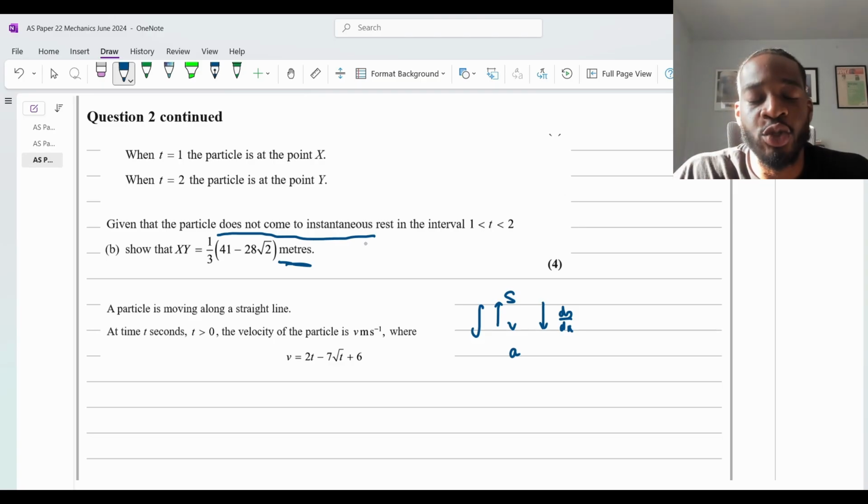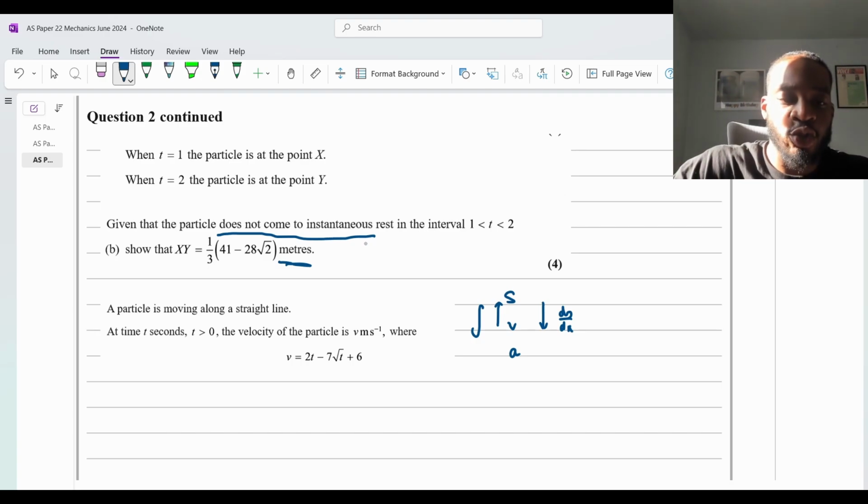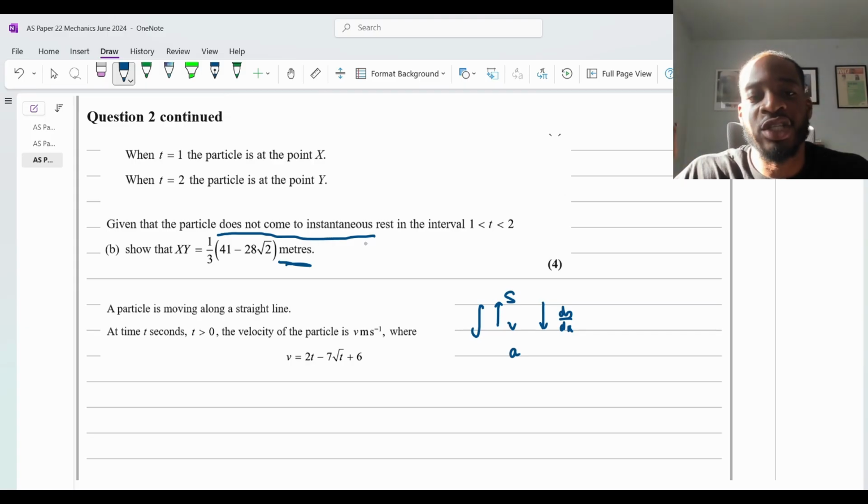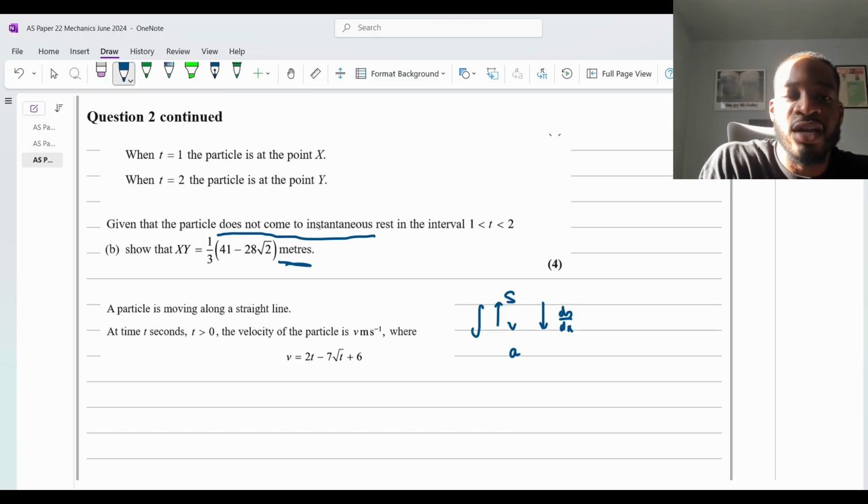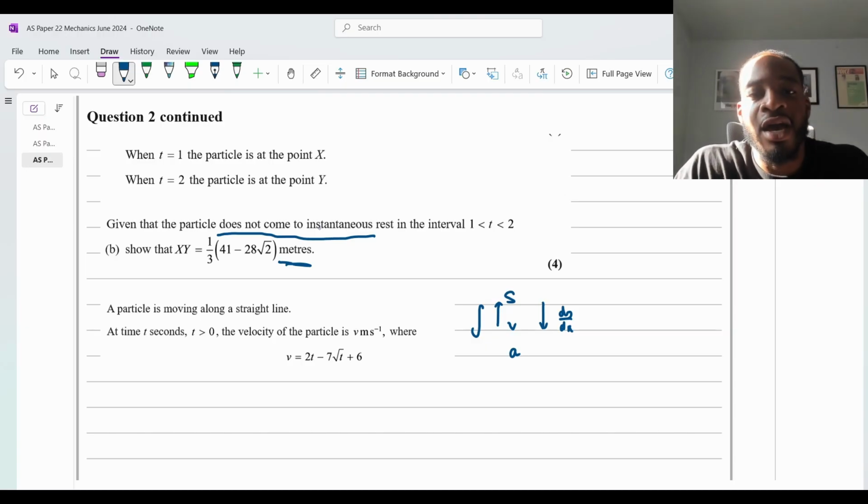How does that affect your integral or the geometric interpretation of it? What will happen is that if you're integrating between two limits and your particle changes direction, then the point it changes direction would mean that the displacement will be negative. So when you have a particle changing direction, when it does come into instantaneous rest, you have to split it, right? But the fact that it says that it doesn't means that you can just integrate directly from 1 to 2. So that's the main thing with this one.